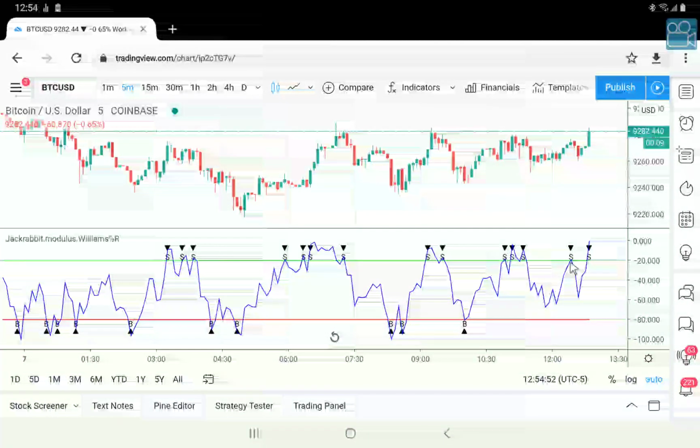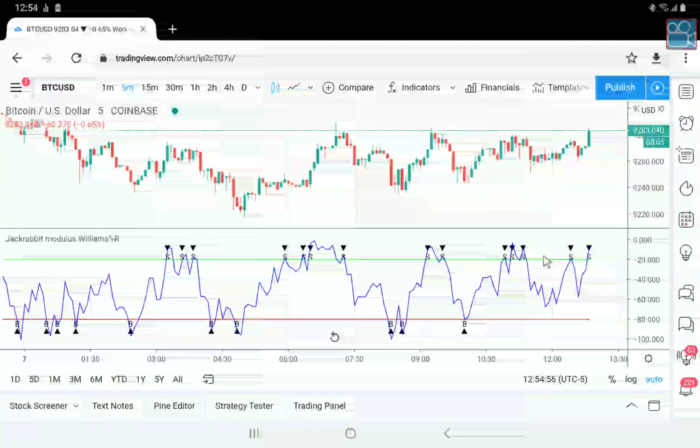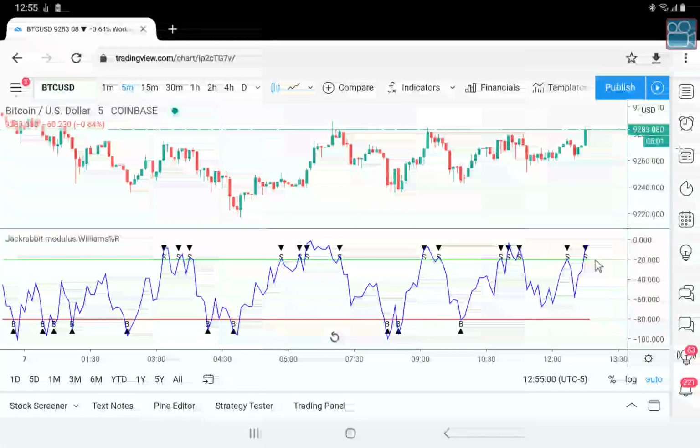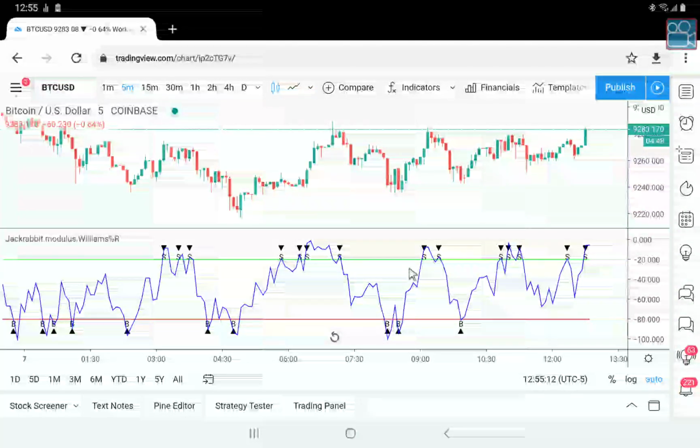Now the overbought down here and oversold up here can be adjusted. The standard is -20 and -80. Some people like to put 40-60 or other combinations. I personally prefer it the way it is for this kind of a situation.